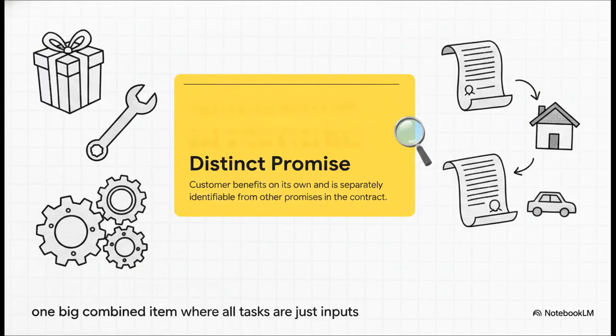Right, so how do we actually know if something is distinct? Well, the standard tells us two things have to be true. First, the customer has to be able to benefit from the good or service on its own. Basically, it has standalone value. Second, the promise to transfer it must be separately identifiable within the contract. So it's not just about whether you are performing multiple tasks, it's about whether you're promising to transfer individual items, or if you're just promising one big combined item, where all your tasks are just the inputs to get there.